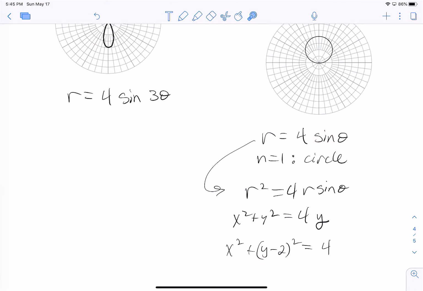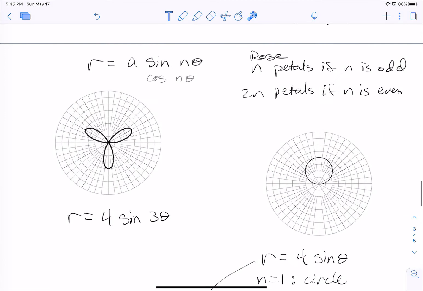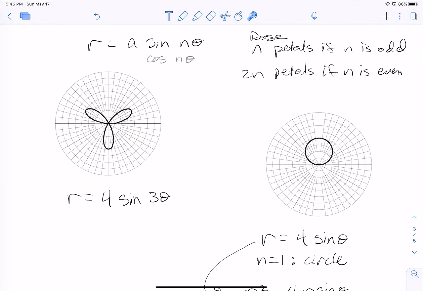Again, if this was cosine, the circle would actually be on the positive x-axis, the polar axis. A negative in front of the coefficient would just flip the circle around to the opposite side of whichever axis it's on.